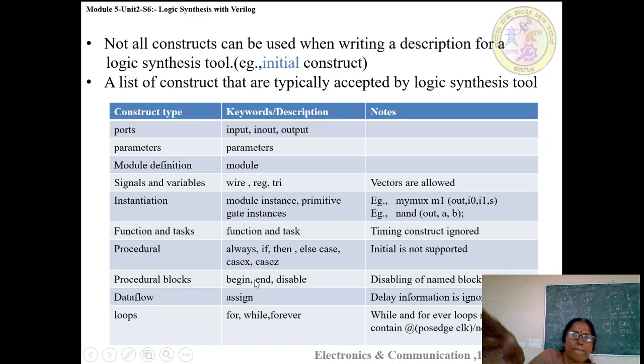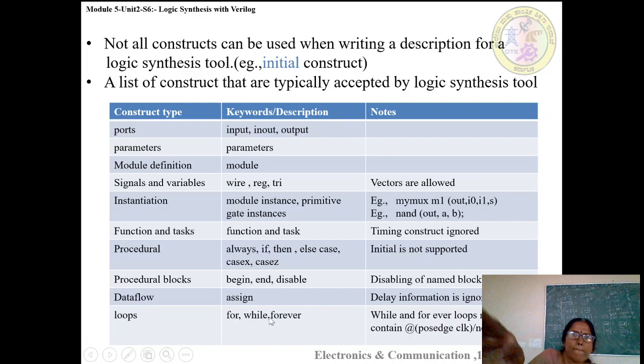And procedural blocks: begin, end, disable. Begin and end are for the procedural blocks. When you are using named procedural blocks, then we have to disable them. For that we use the keyword disable for disabling the named blocks. And data flow, that is the assign keyword we are using. Here delay information is ignored. We are not considering the delay information in the logic synthesis.